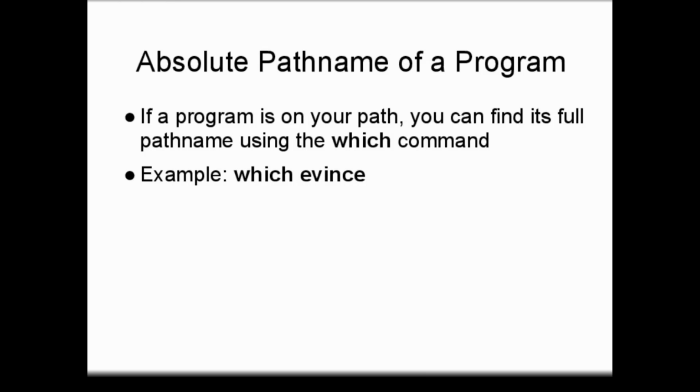It's also possible to find out the absolute path name of an installed program to see where it actually resides on the file system. This is done with the which command. For example, typing which evince should display /usr/bin/evince on most Linux distributions, provided of course that software is installed.